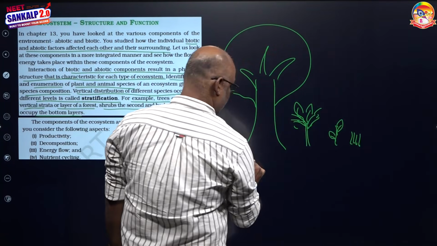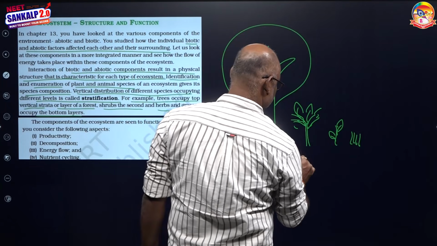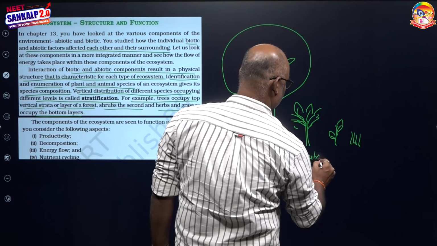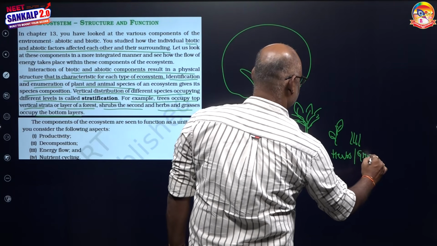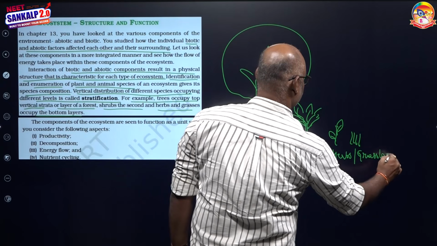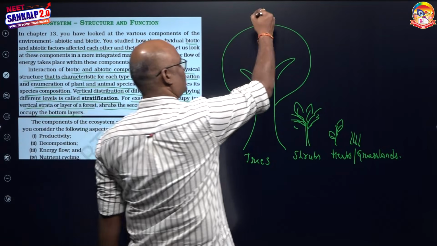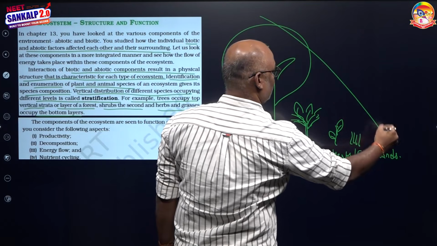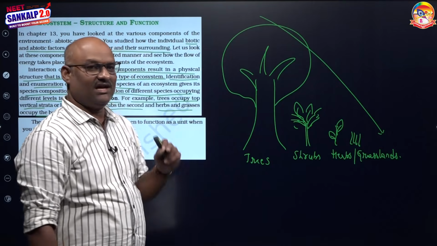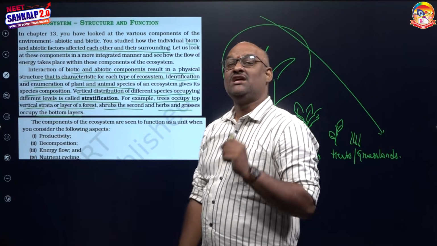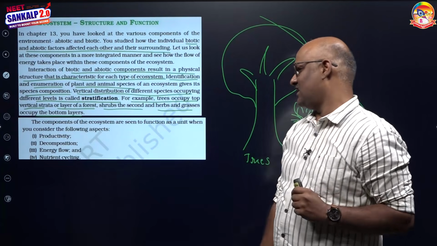So, trees, then next come shrubs and herbs as well as grasslands. All these will be occupying the vertical strata. So, this is how you can calculate the vertical strata of the different types of organisms present in an ecosystem, and this is called stratification. Vertical distribution of the organisms present in an ecosystem is called stratification.